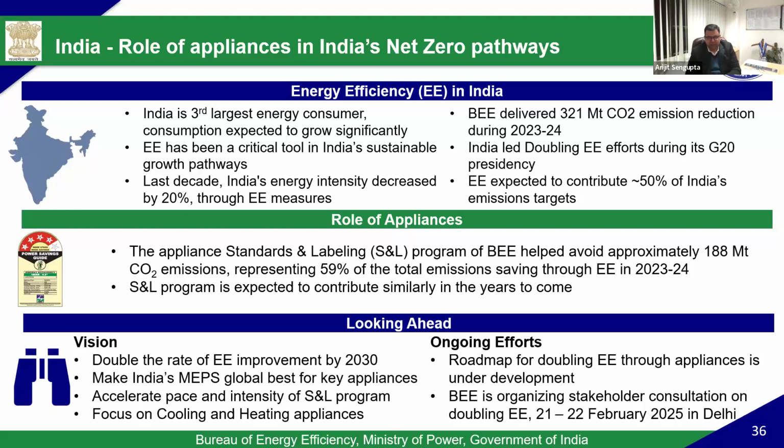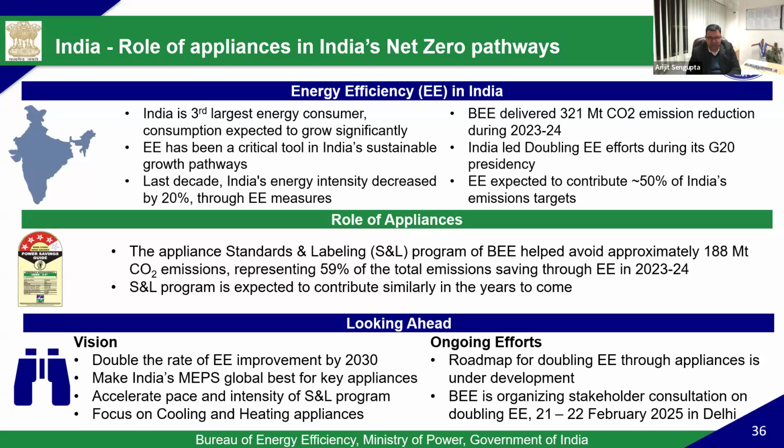If we look at the energy efficiency scenario, India is the third largest energy consumer. And most of this energy consumption is happening due to the fossil fuel sources, which are like the natural resources which we are endowed with. And energy efficiency, of course, has played a very crucial role in our sustainable growth pathways. And if we look at the latest report of International Energy Agency, the energy intensity has decreased by around 20% since the last decade. And in 2024, the estimated energy intensity improvement of India is around 2.5%, vis-a-vis the global average of around 1%. So we feel that we are doing pretty well insofar as delivering on energy efficiency is concerned.